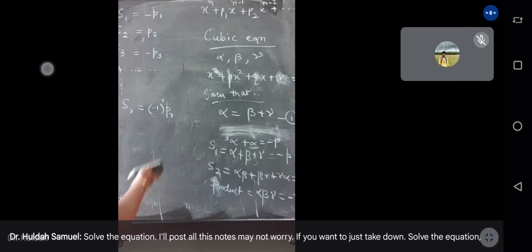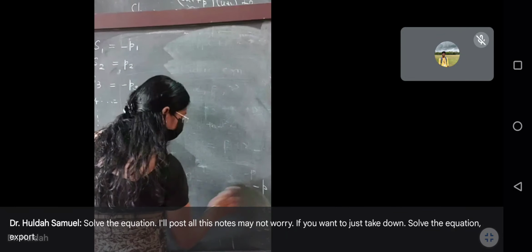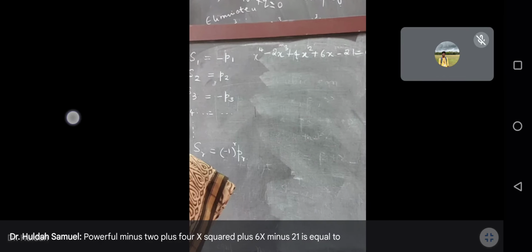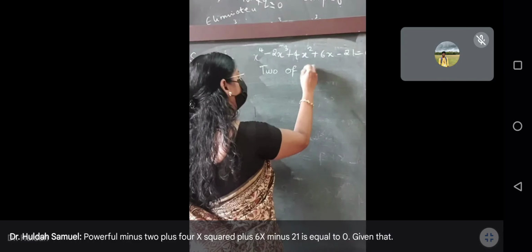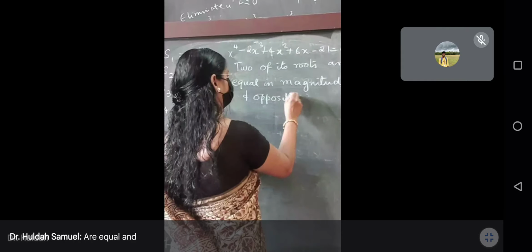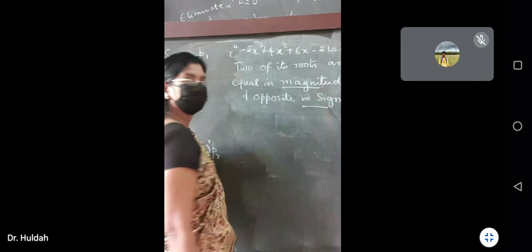Solve the equation x power 4 minus 2x cubed plus 4x squared plus 6x minus 21 is equal to 0, given that two of its roots are equal in magnitude and opposite in sign. Okay, so that's the condition that is given.